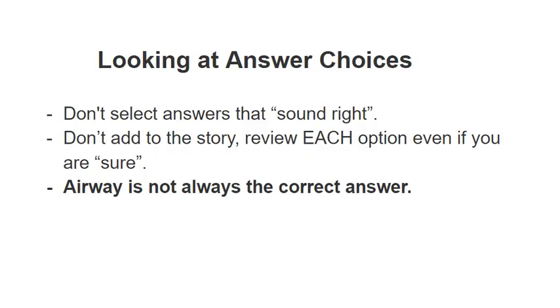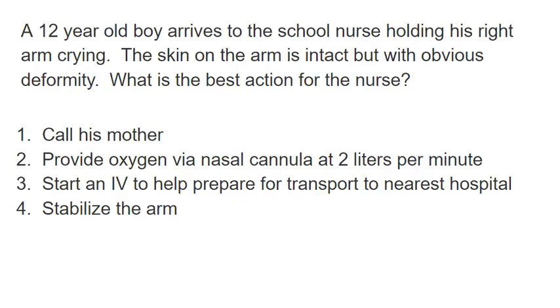Looking at answer choices, we don't want to select an answer just because it sounds right. And believe it or not, I review lots of exams and students choose something that they don't even know what it means, but it just sounded right. It's something I hear almost weekly. So don't do that. Don't just pick an answer because it sounds right, especially if you don't know what it means. Don't add to the story. Review each option, even if you feel kind of sure about it. Make sure you review all of your answer choices. And then keep in mind that airway is not always the correct answer. We see airway and we pick A because we think airway is my priority, but airway is not always the correct answer. And here's an example.